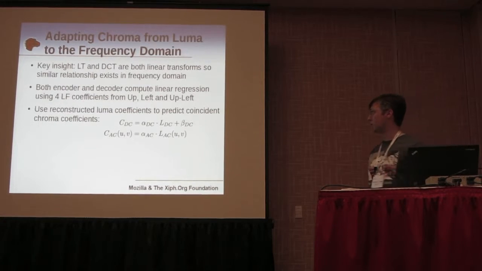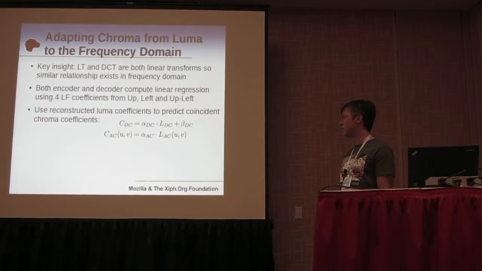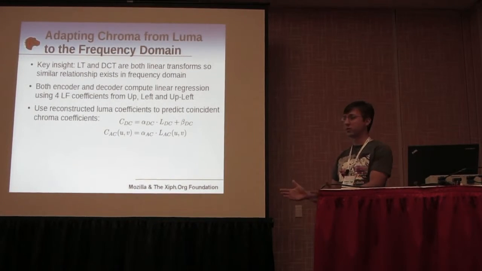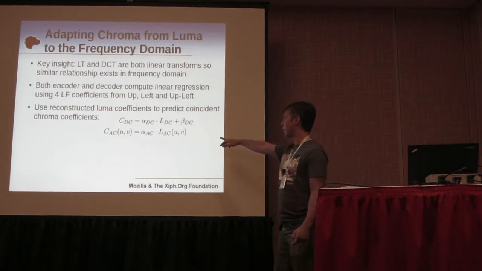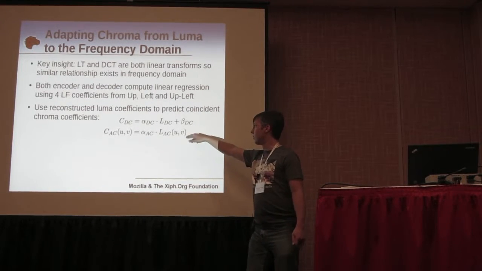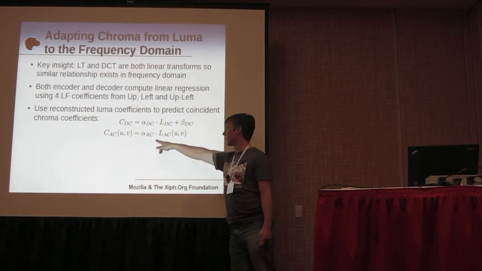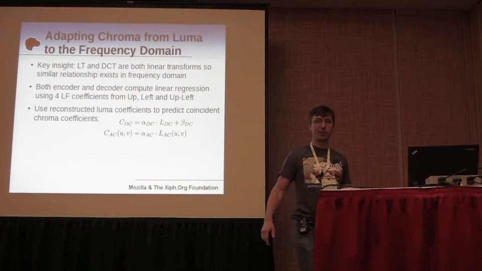We again use the coincident reconstructed Luma coefficients to predict the Chroma coefficients. And here, I point out that we have two sets of model parameters, one for the DC, which has a constant offset, and one for the AC that has no constant offset because it's zero mean.